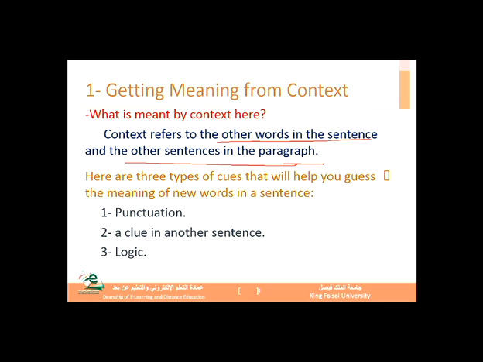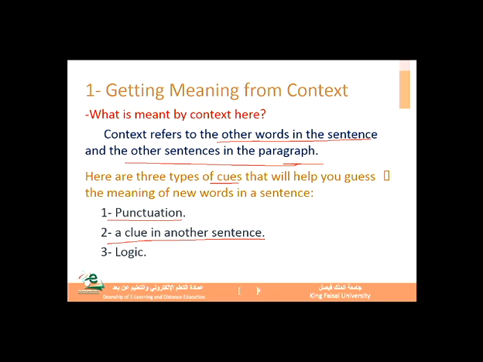Sometimes we have what we call cues. We have cues to the meaning. So here are some types of cues that will help you guess the meaning of the new words in a sentence. What are they? In this lecture, we are going to talk about 3 of them. First of all, punctuation.